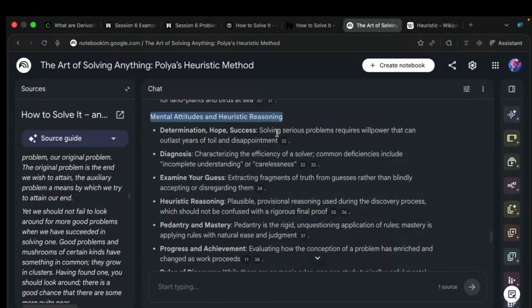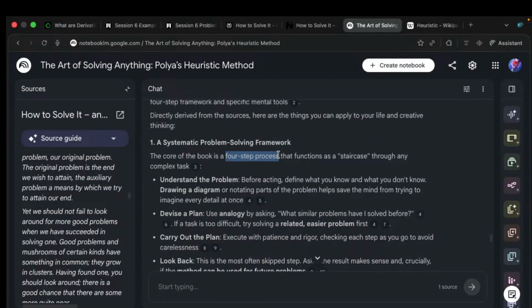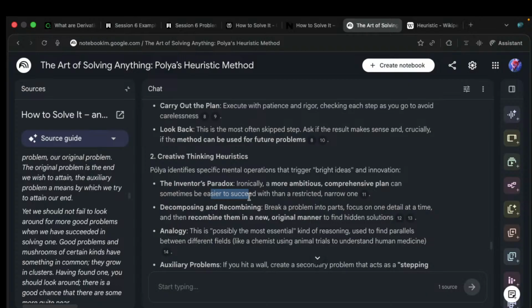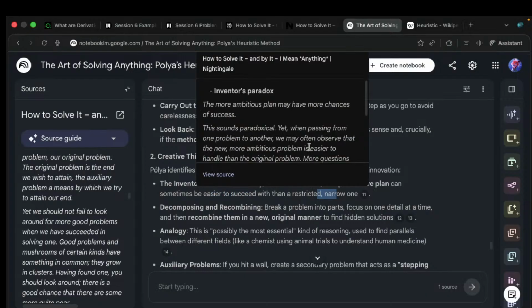So yeah, this book describes a four-step process that we saw and noted down too. And then creative thinking heuristics, the inventor's paradox. Ironically, a more ambitious, comprehensive plan can sometimes be easier to succeed with than a restricted, narrow one. This is kind of contradicting, but yeah, looks good.